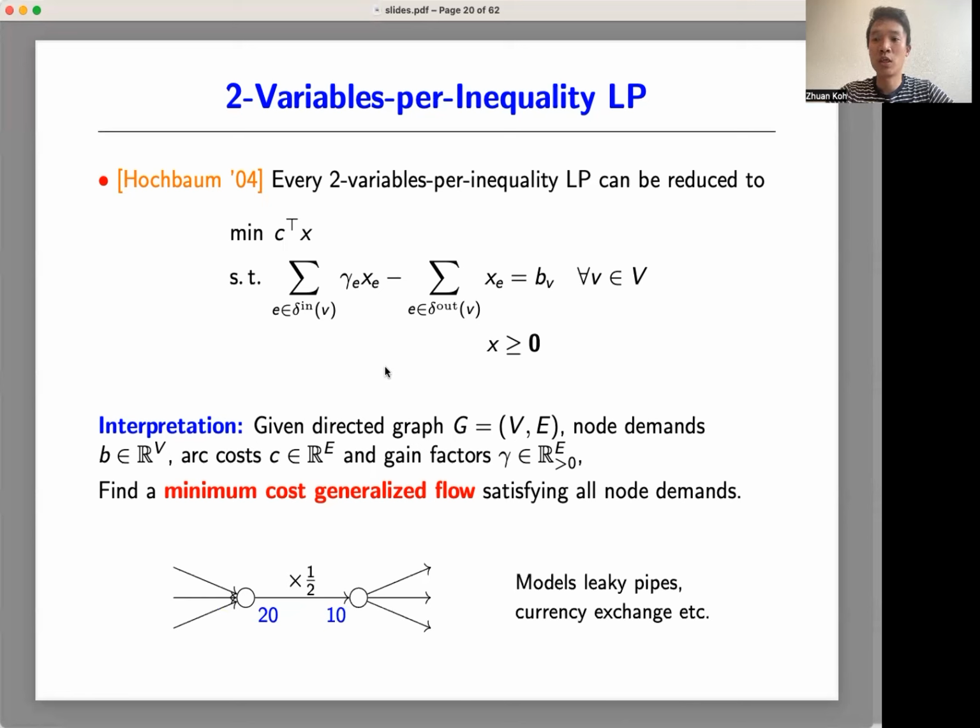Note that when gamma_e equals 1 for every arc, then this is just the usual minimum cost flow problem. And for general gammas, this problem is known as the minimum cost generalized flow problem. Having gammas allows one to model a variety of problems. For example, leakages in pipe networks, currency exchange in financial networks, and many other problems.